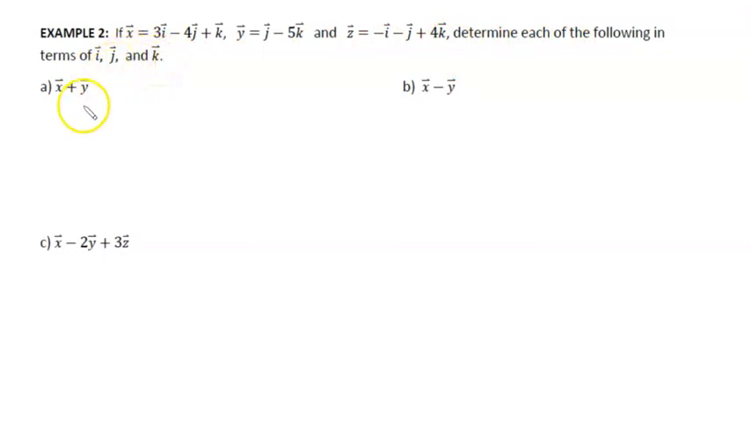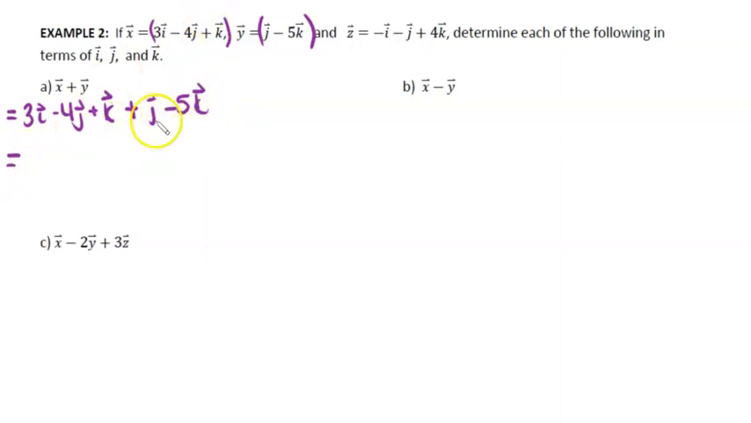Okay, so we want to do vector x plus vector y. So vector x is this right here. I'm going to just bracket it. So I'm going to copy this down as though I'm doing a straight substitution. So 3 vector I minus 4 vector j plus vector k. Okay, and then we're going to go plus, and we're going to substitute in vector y. So vector y has no I component, but it has a vector j minus 5 vector k.